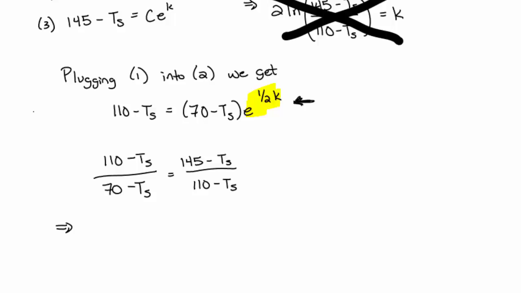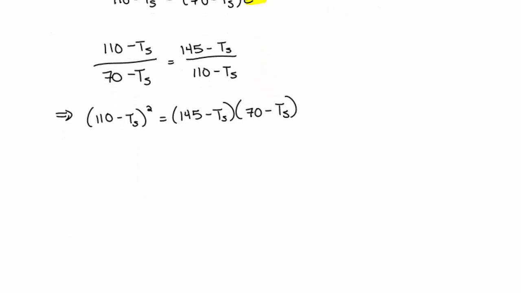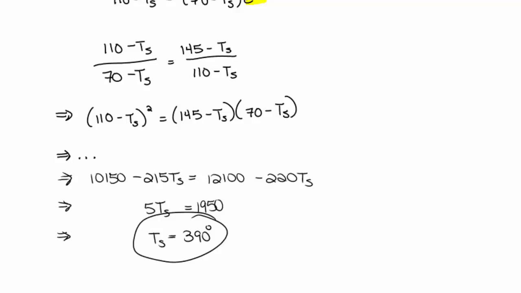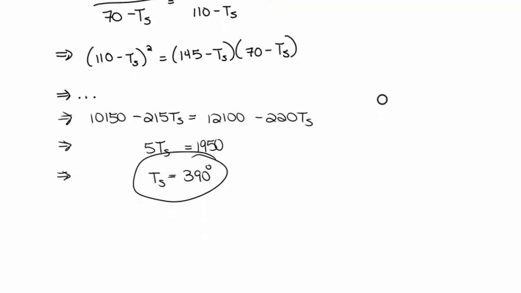That would imply that 110 minus t sub s squared is equal to 145 minus t sub s times 70 minus t sub s. You do some algebra here. When you solve that quadratic, you get the following, which is that the initial temperature is 390 degrees.